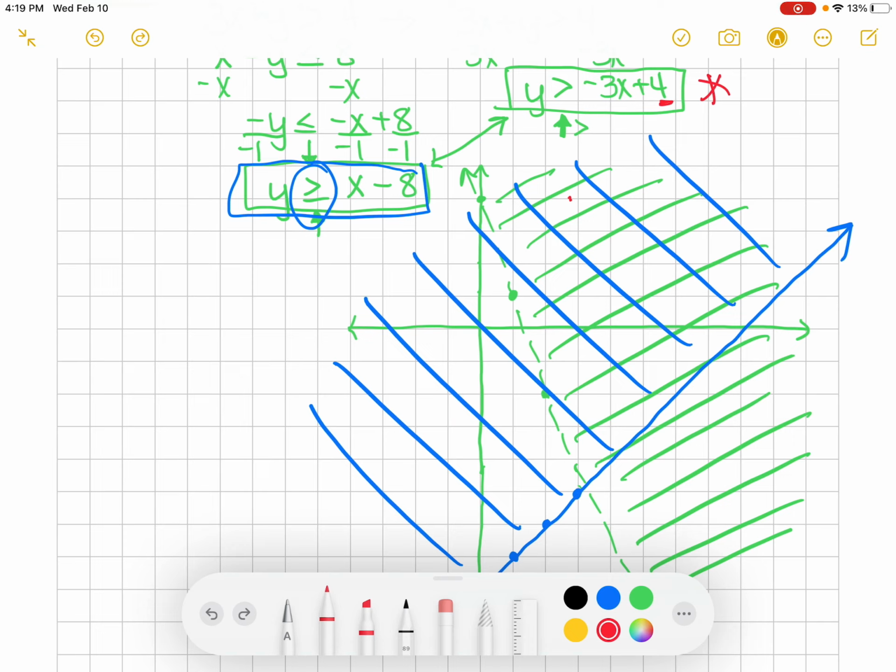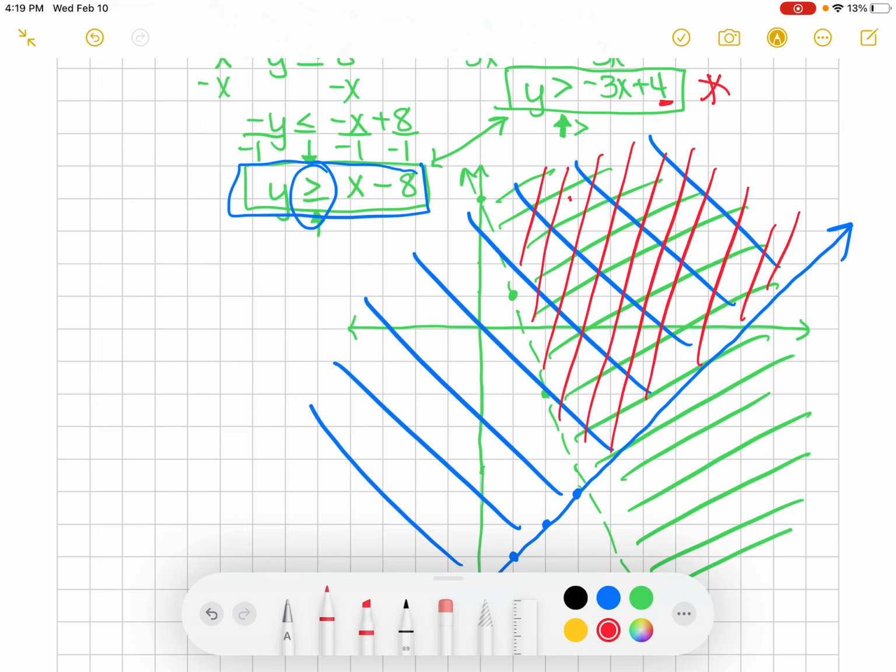But right here, both of the colors are there, the green and the blue. So that is actually my answer. And so when you're doing this, when you're graphing this, I want you to shade both the green and the blue. You can do it with a pencil, but where they're both shaded should be darker, right?